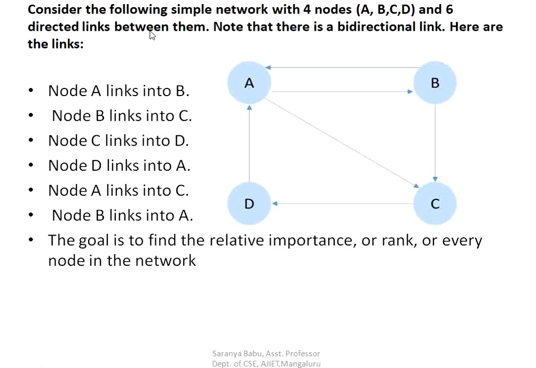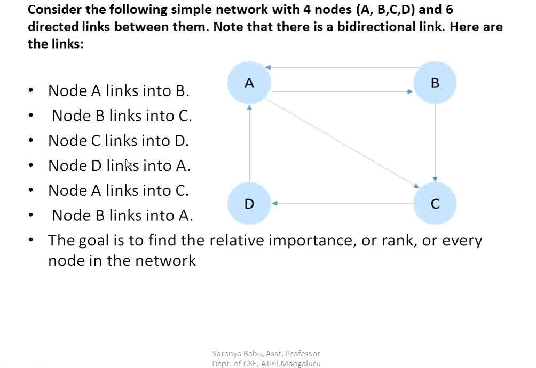When we are considering the simple network, we have 4 nodes, with links A to B, B to C, C to D, D to A, A to C, and B to A. As I said, note that there is a bidirectional link, which is A to B and B to A. Node A links into B and node B links into A, in both directions. So that is the bidirectional link.